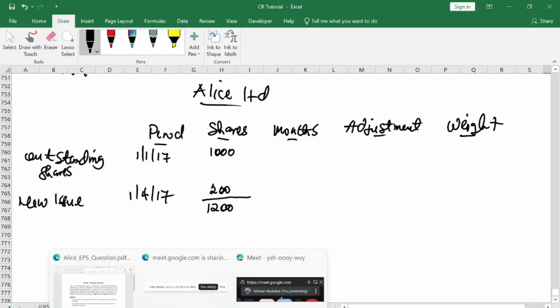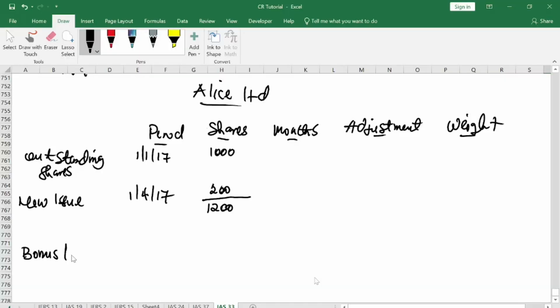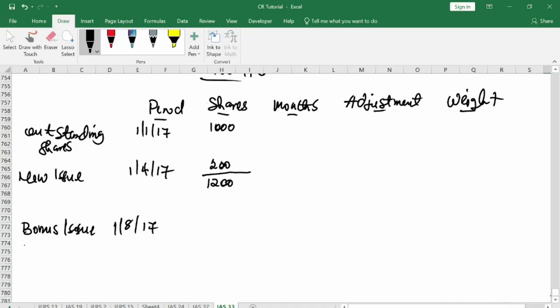Did they issue any share again? Let's check. They issued a 1 for 5 bonus issue on 1st August 2017. So the bonus issue is 1 for 5. So in bracket we have 1/5 multiplied by the existing outstanding shares, which is 1,200. That gives you 240. Then you add it, and you have 1,440.